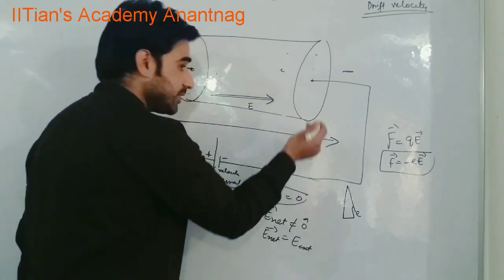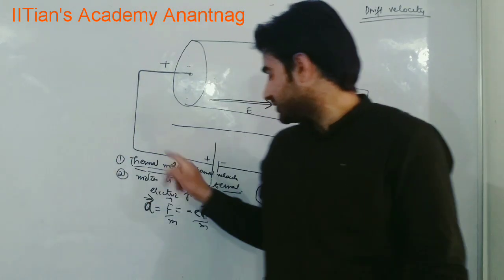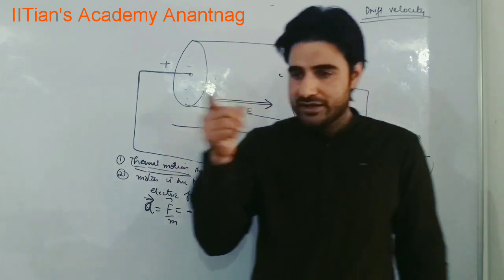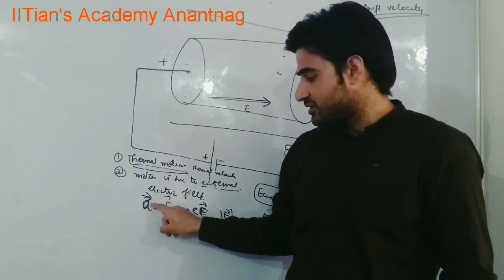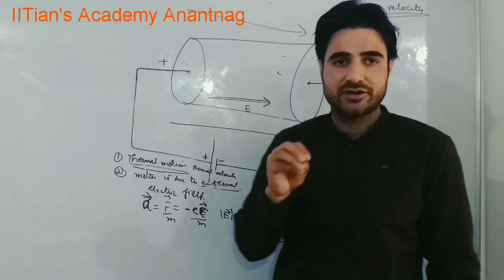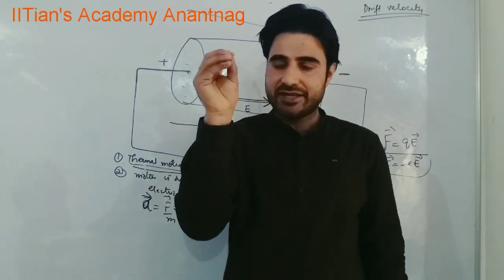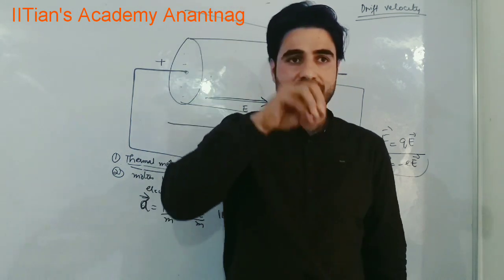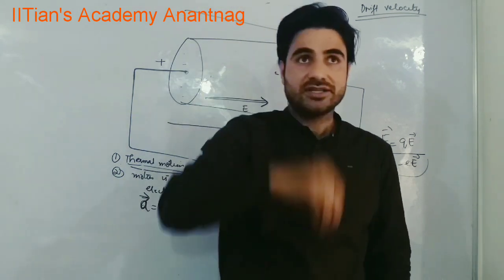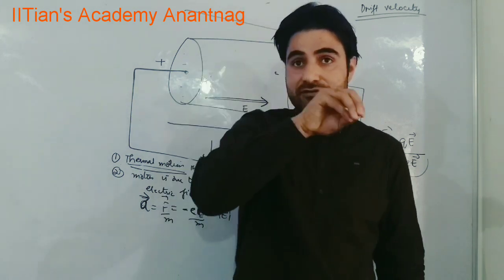Now what is happening? I will show you. This is positive end, this is negative end. Direction of electric field is from positive to negative. Now electrons are accelerated opposite to direction of electric field. Due to thermal energy, I will take a single electron. Earlier it was having random motion at a particular time. Now this electron is having random motion, but due to electric field it is getting drifted.